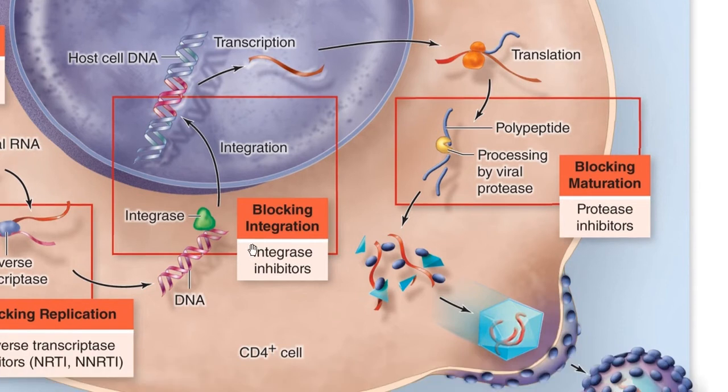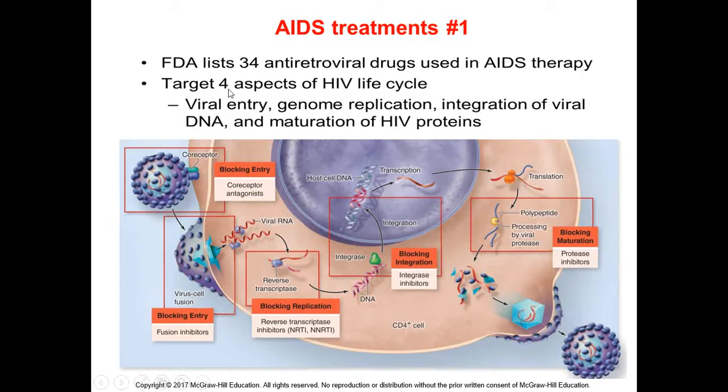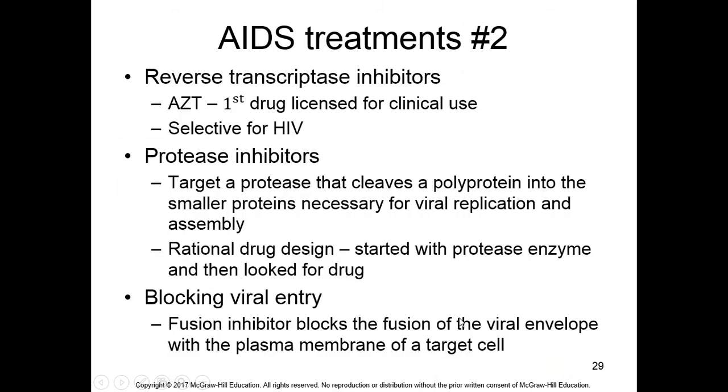So these are the different mechanisms that we can use to overall inhibit the virus. The FDA lists about 34 antiretroviral drugs that are used in AIDS therapy, and most of them target one or sometimes several of these target sites. Out of all those treatments that are available, AZT is the first drug that was licensed for clinical use. Basically, it is a reverse transcriptase inhibitor.